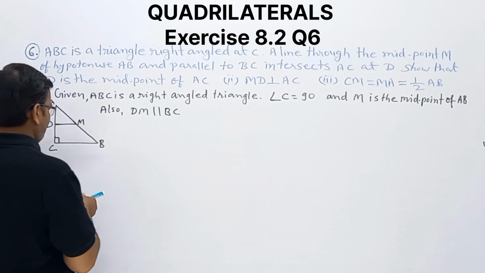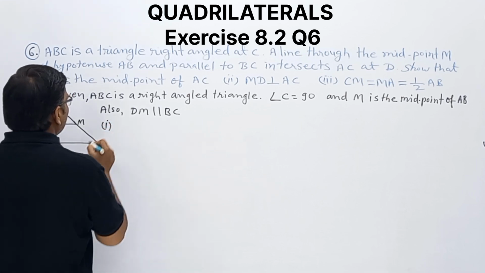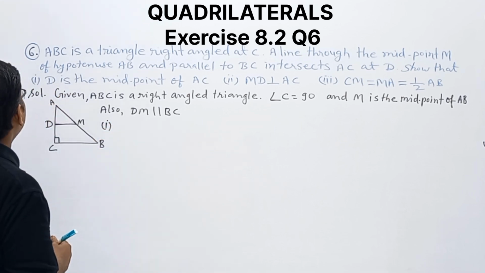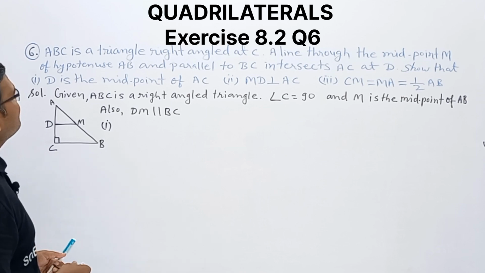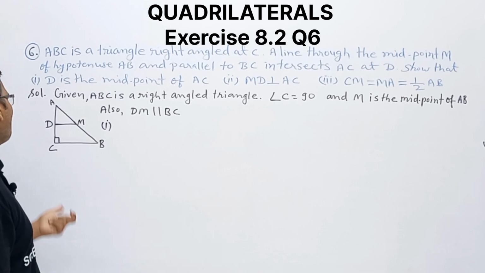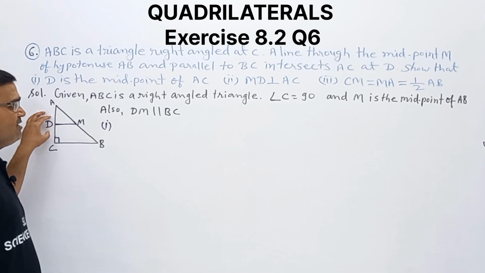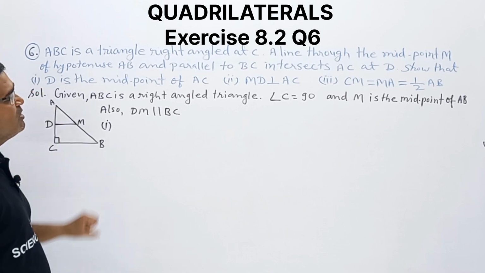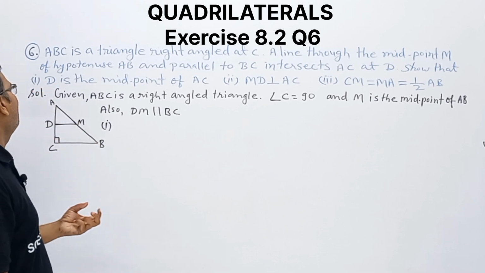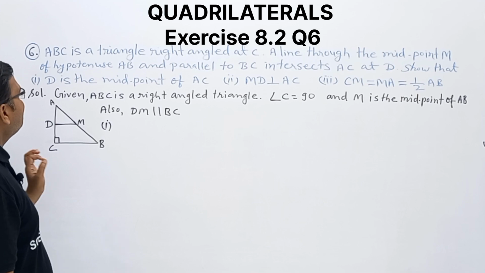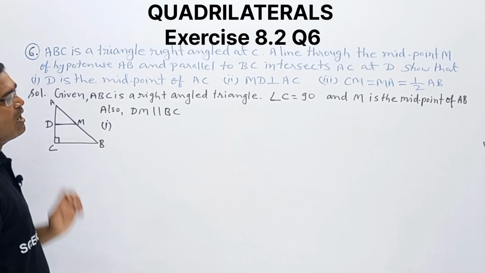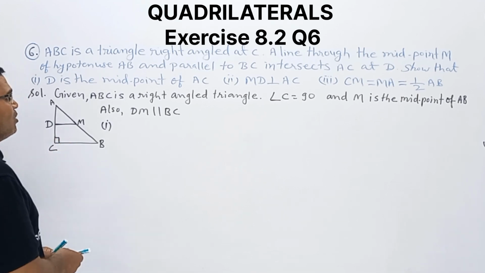Clear? Now three statements we are having which we want to prove. So I am taking the first one. Observe carefully. In the first one we want to prove D is the midpoint of AC. So once we observe the question and given data, we can say D is the midpoint of AC. How? I am writing.